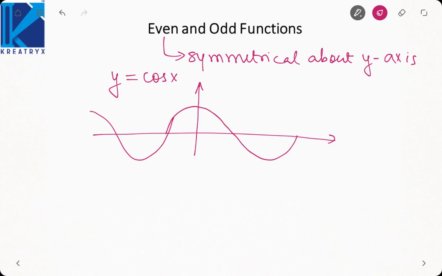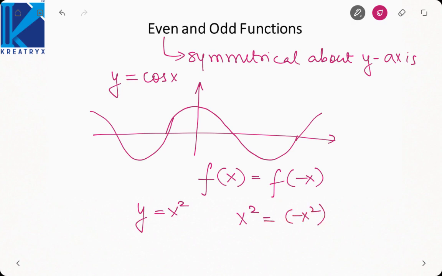So as you can see, about y-axis, it is a mirror image on the right hand and the left hand side. In terms of function, we will represent it like this: f of x equal to f of minus x. That is, if x is replaced by minus x, the function value remains the same. Similarly, if you take y is equal to x square, then x square is basically same as minus x whole square, because minus 1 square is equal to 1. Is it fine? That means it is also an even function, that can also be observed from the graph.